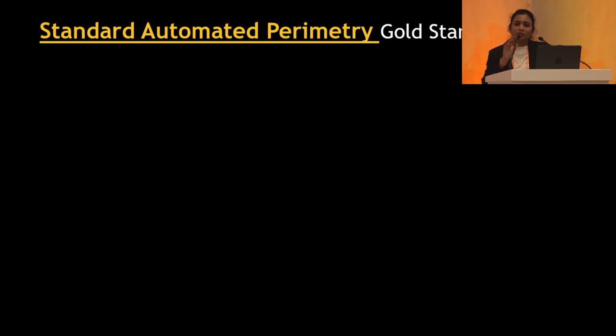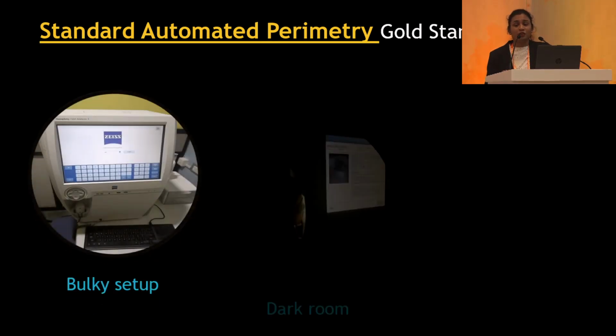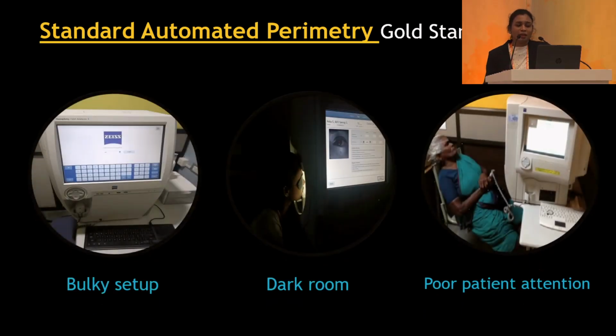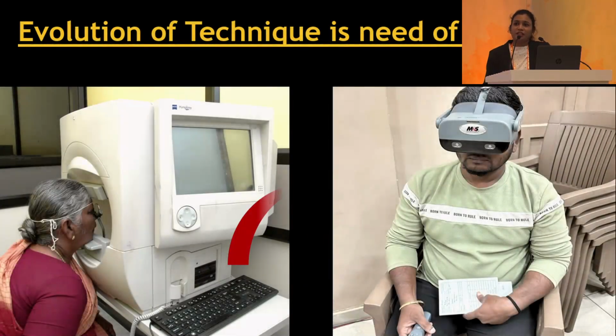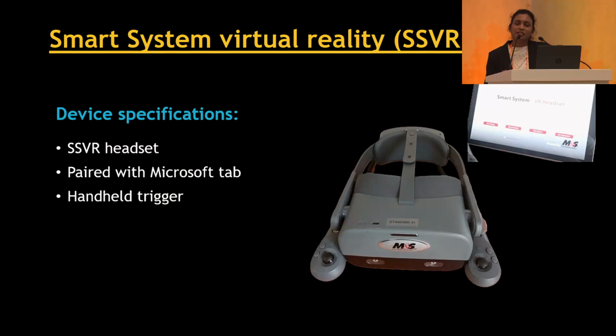Standard automated perimetry has remained the gold standard for glaucoma screening. However, it has its own drawbacks, like a bulky setup, requiring a dark room, and poor patient attention. Evolution of technique is definitely the need of the hour. In this study, we have used the Smart System Virtual Reality headset. It comes with an SSVR headset and a hand trigger by which the patient gives the response, and this is paired with a Microsoft tab.